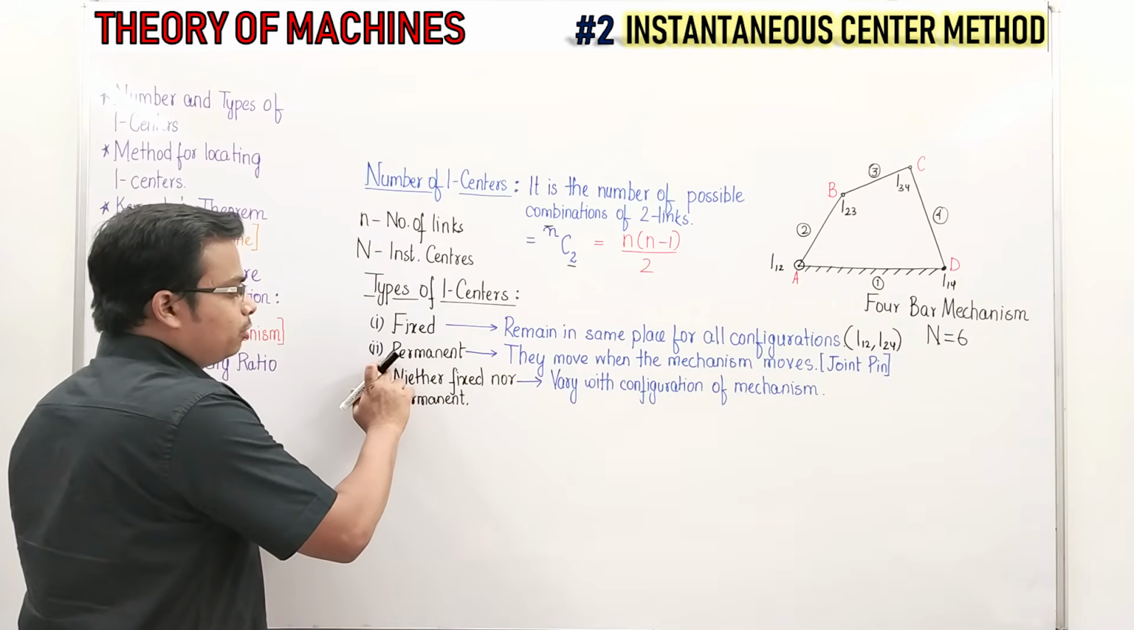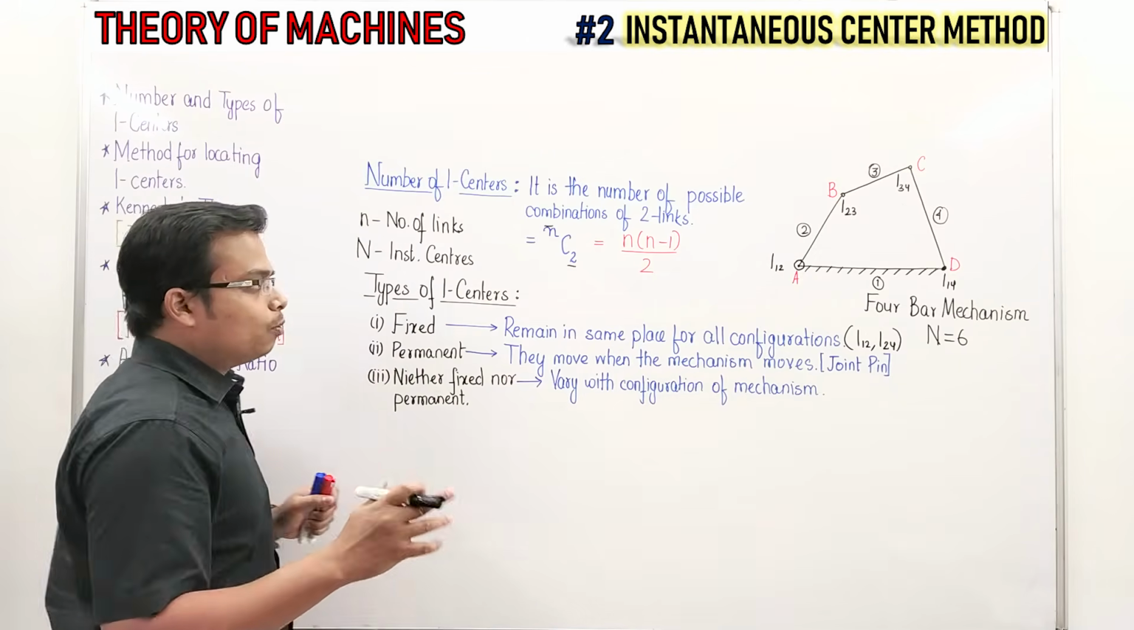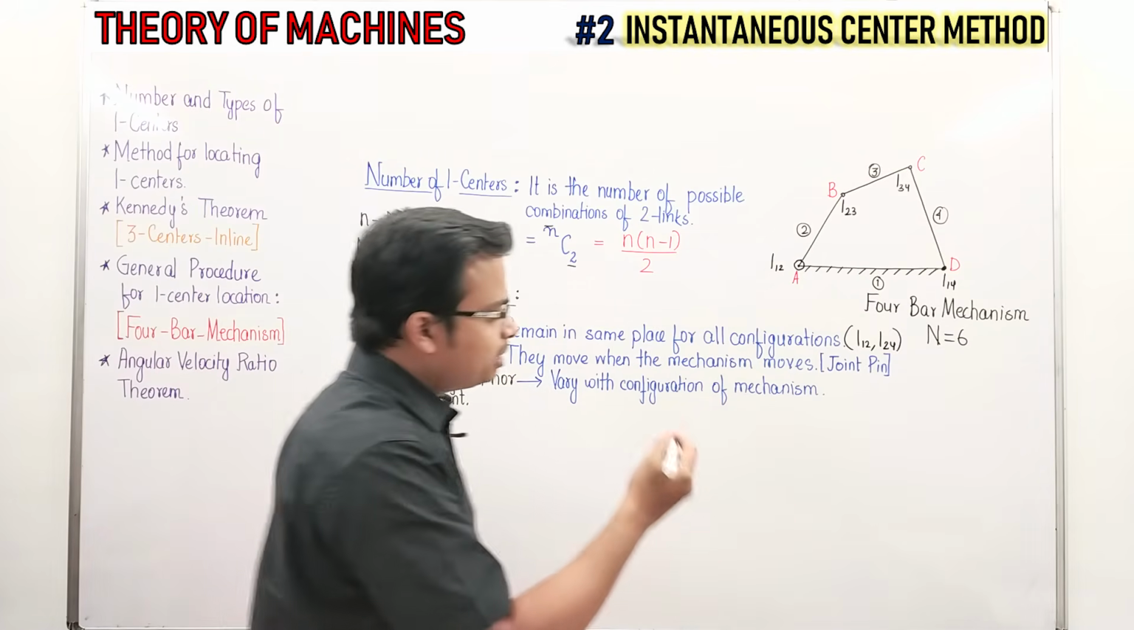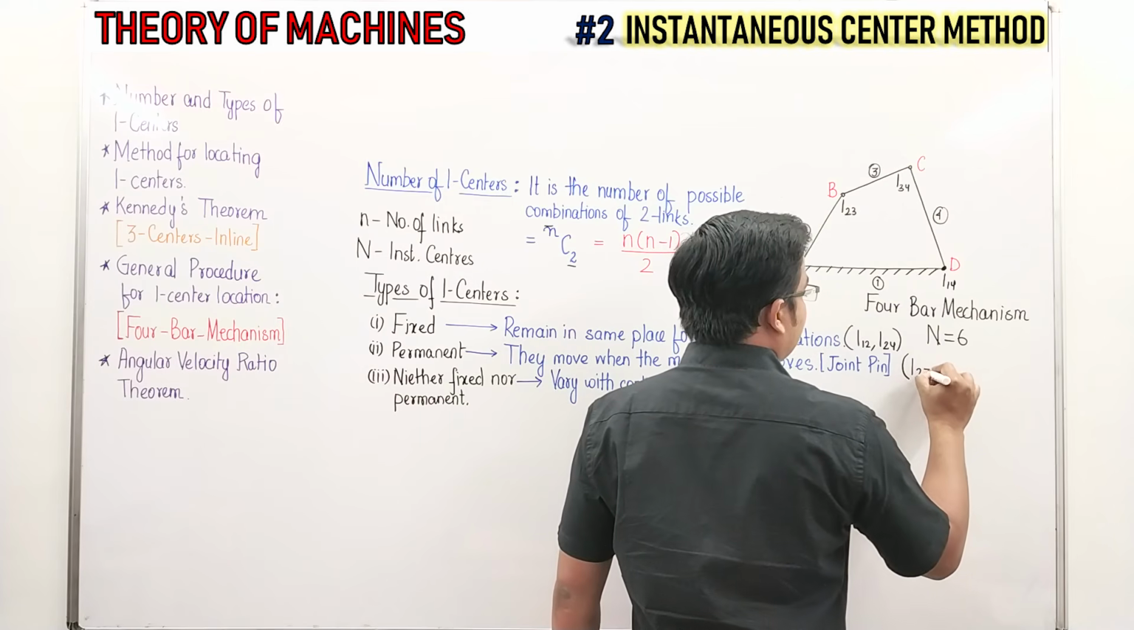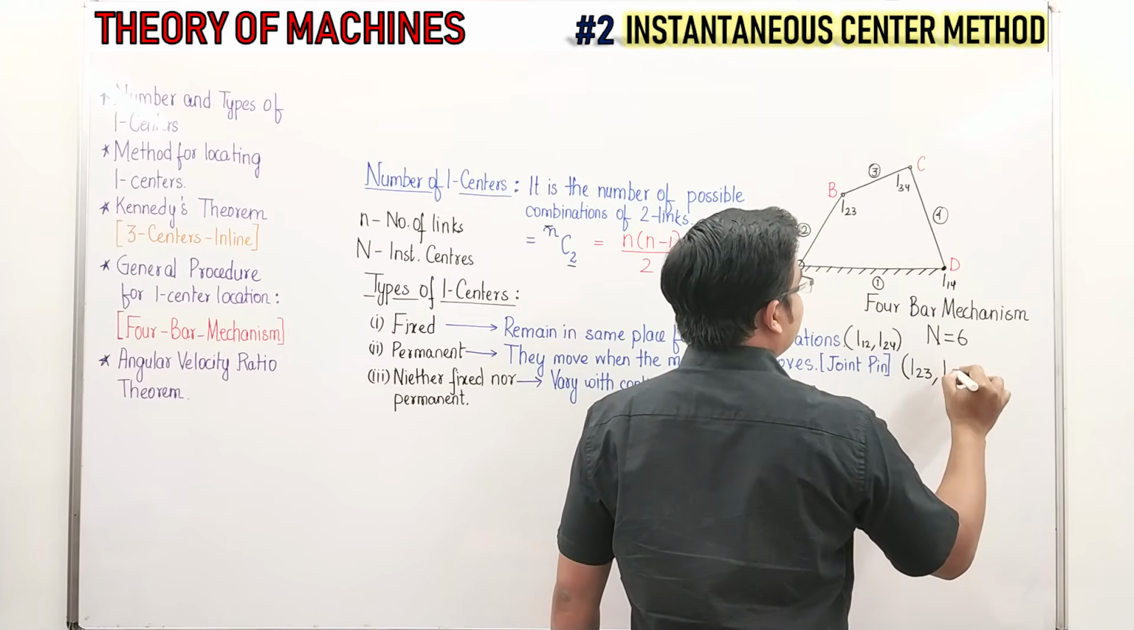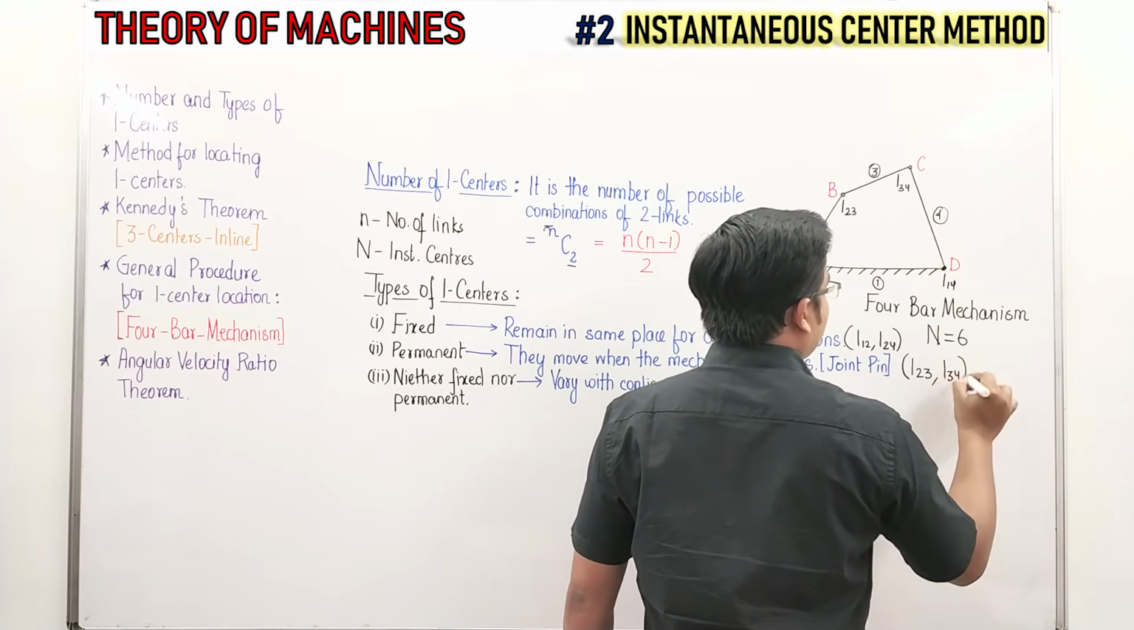Second, we are going to talk about the permanent eye centers. So why are they permanent? First of all, let me tell you, the permanent eye centers are in the form of I23, and why are they called permanent? There is a specific reason. 2, 3 and 3, 4.